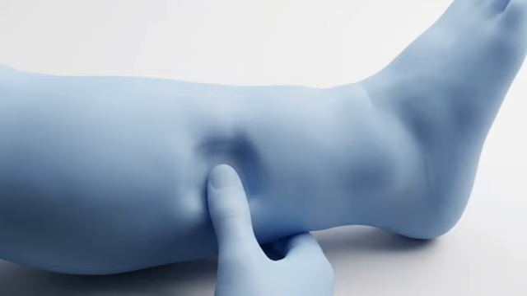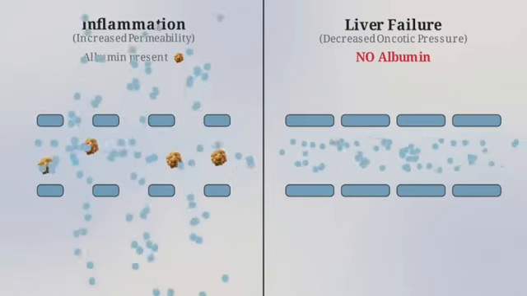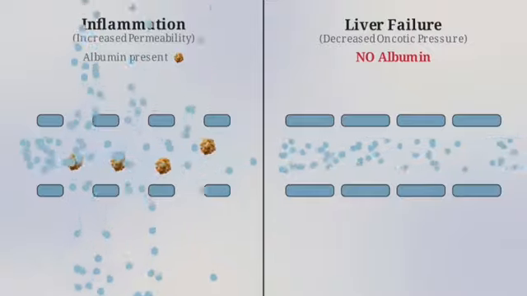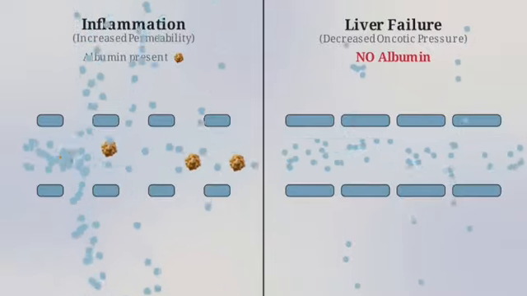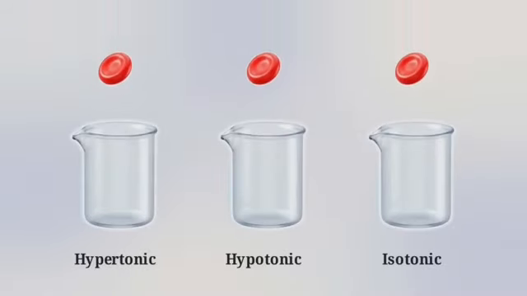Tissue edema, often called third spacing, is a mechanical failure of this barrier. Either the capillary wall becomes too permeable from inflammation, or a failing liver stops producing enough albumin to maintain that necessary oncotic pressure. Fluid movement between these tanks is dictated by tonicity, whether a solution is hypertonic, hypotonic, or isotonic compared to baseline plasma.